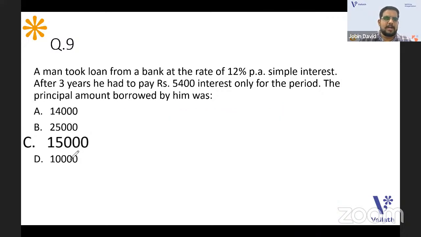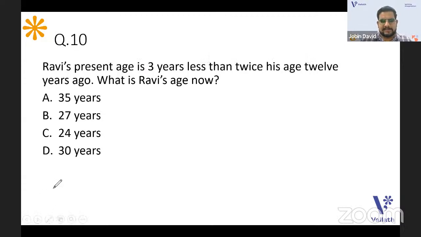The formulas for simple interest and compound interest should be known to you. Simple interest is PRT by 100, and compound interest is P into 1 plus R by 100, the whole raised to T. The letters are the same, but the formulas have different approaches and you should be familiar with that. Question number 10. Ravi's present age is 3 years less than twice his age 12 years ago. What is Ravi's age now? The present age you should calculate.